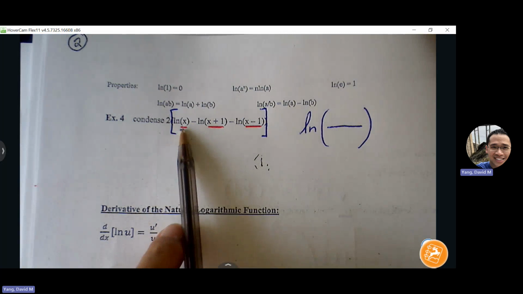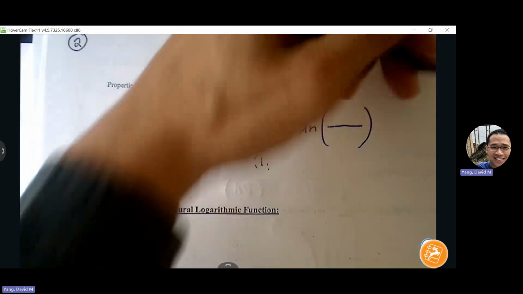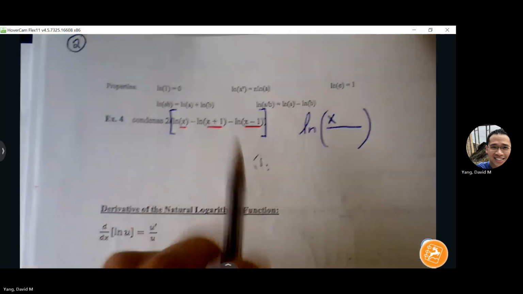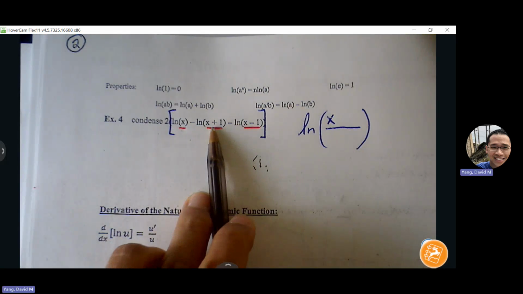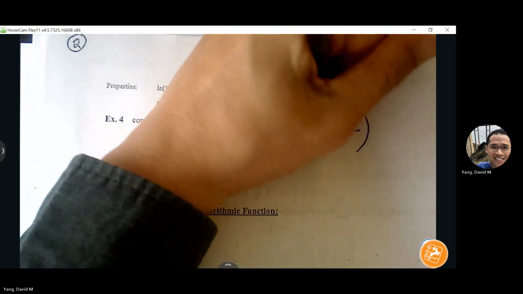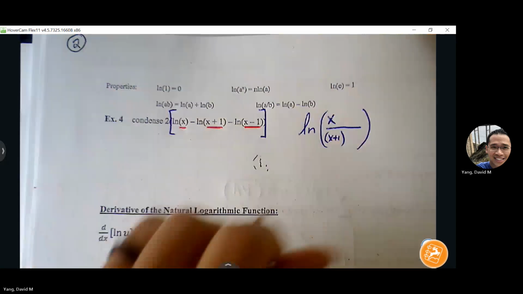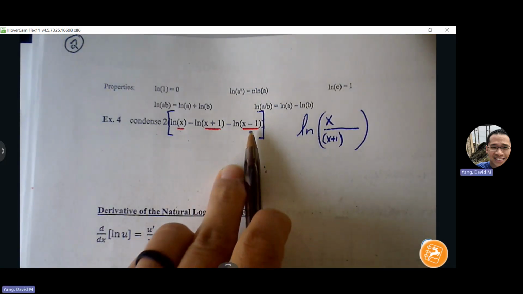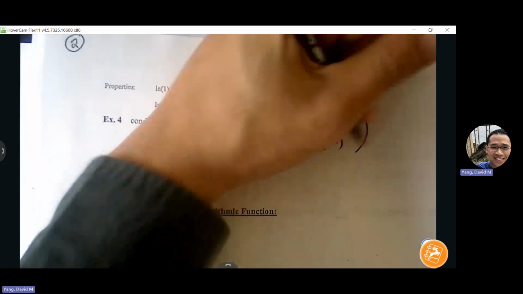So this x is going to go where? Up top. This x plus 1 is going to go where? Bottom. This x minus 1 is going to go where? Bottom, because of that minus in the front. That's it. Okay. There's one more thing here.